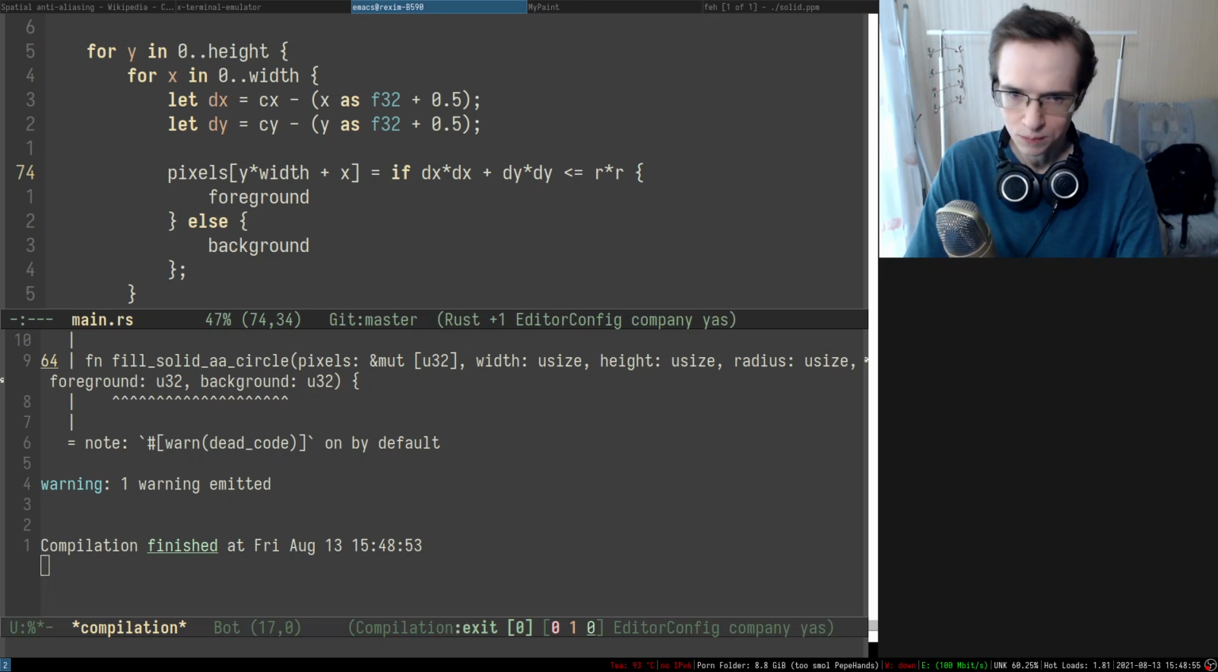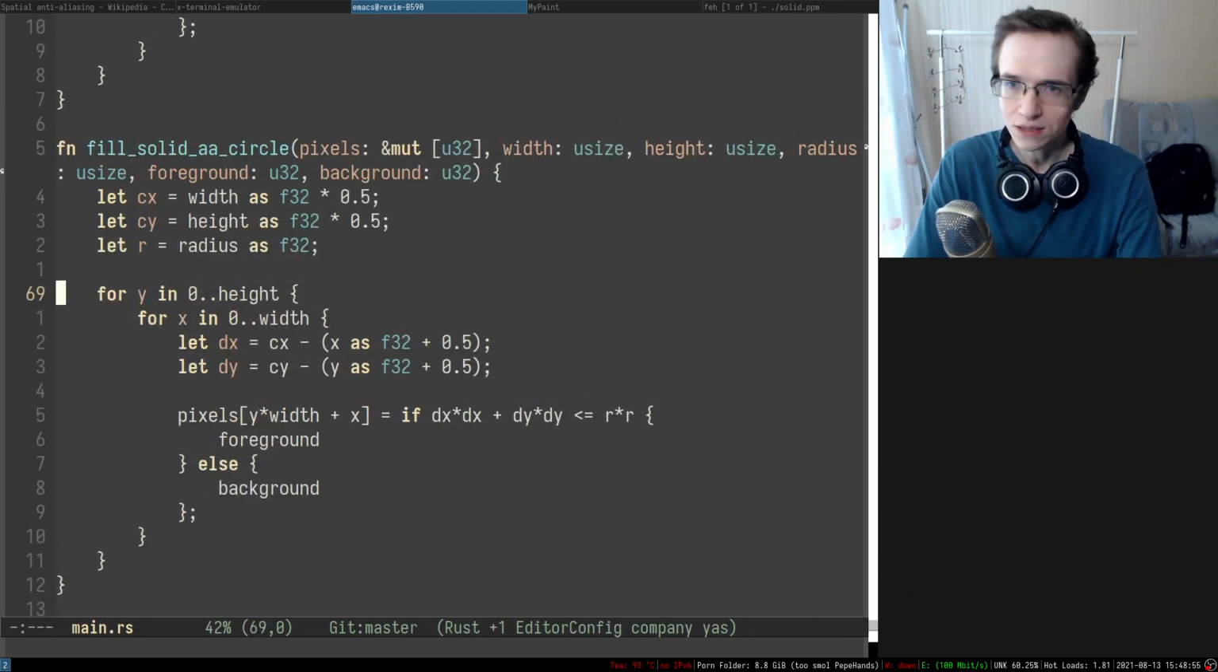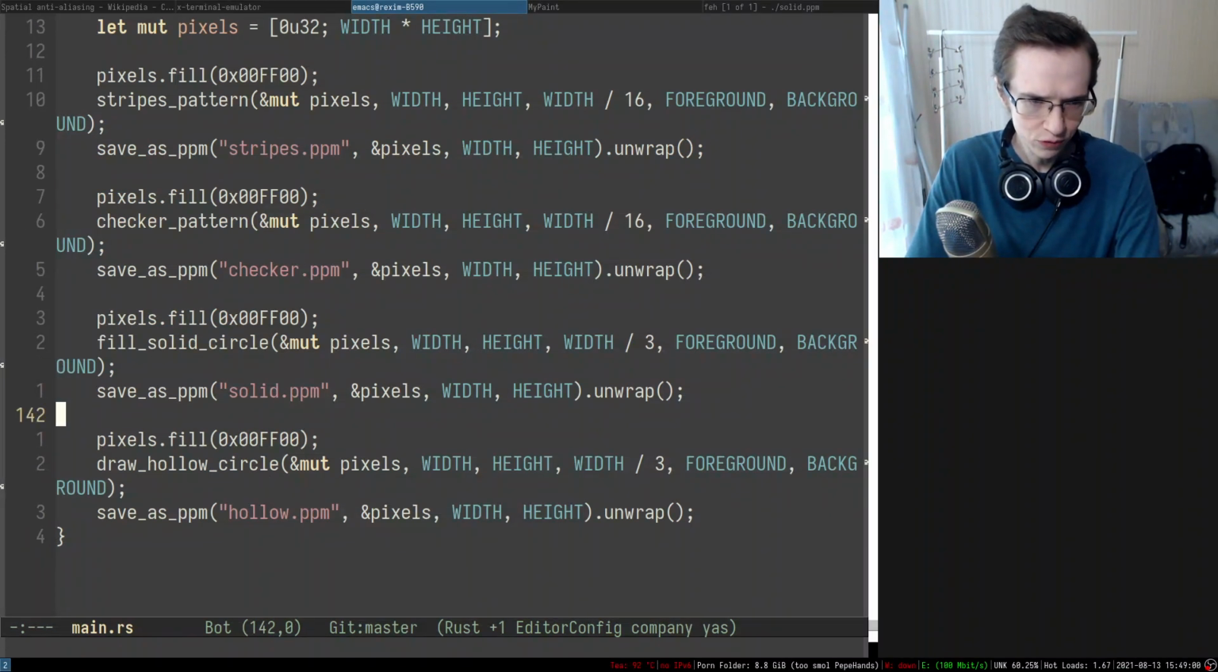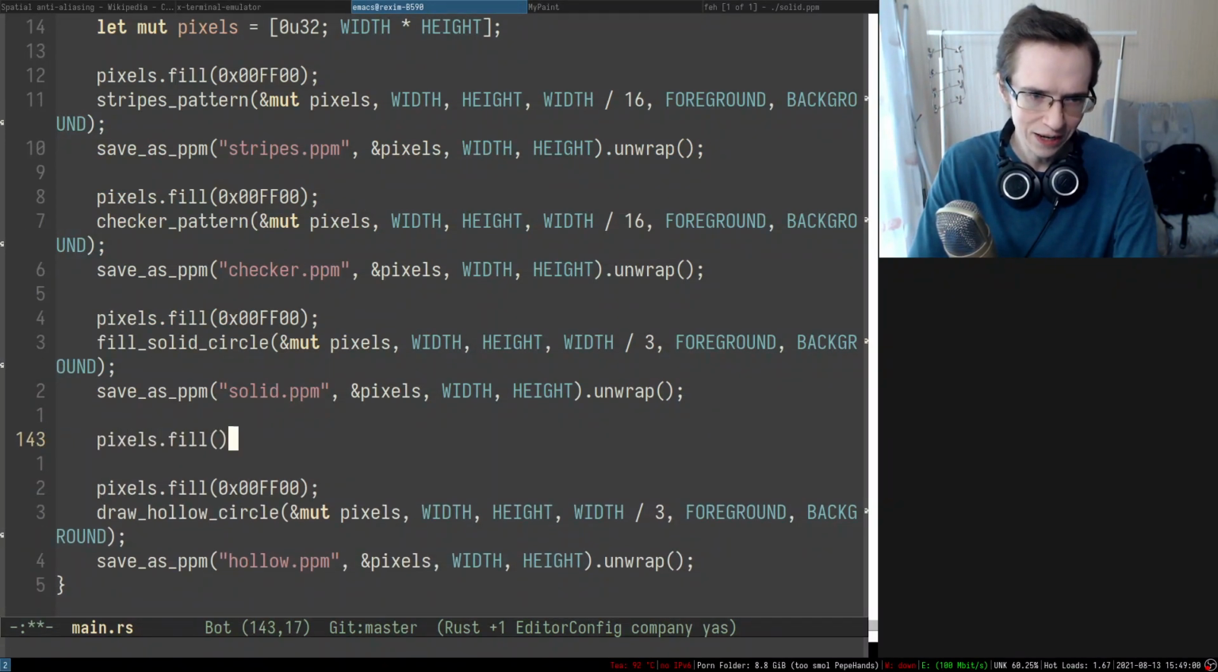Okay, seems good. So now, as far as I can tell, we need to call this function somewhere. So let's call it after we generate the solid rectangle. Let's fill the entire canvas with the green color so we can instantly see all of the mistakes we've made.